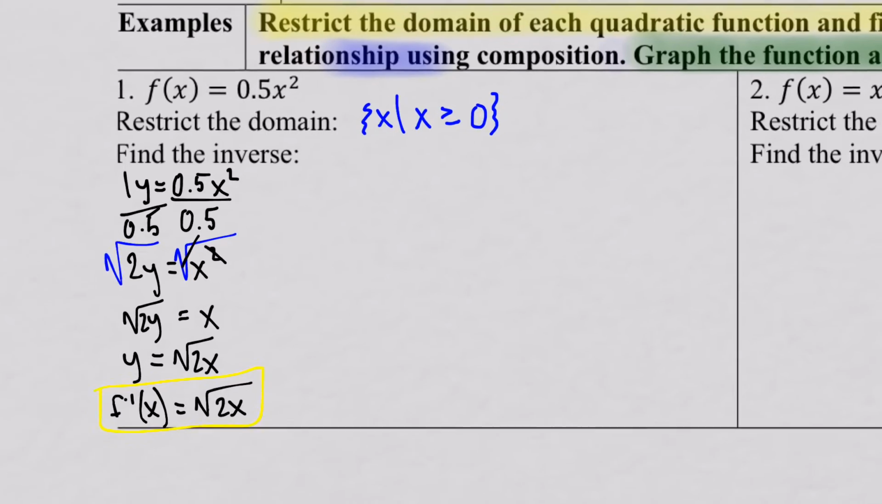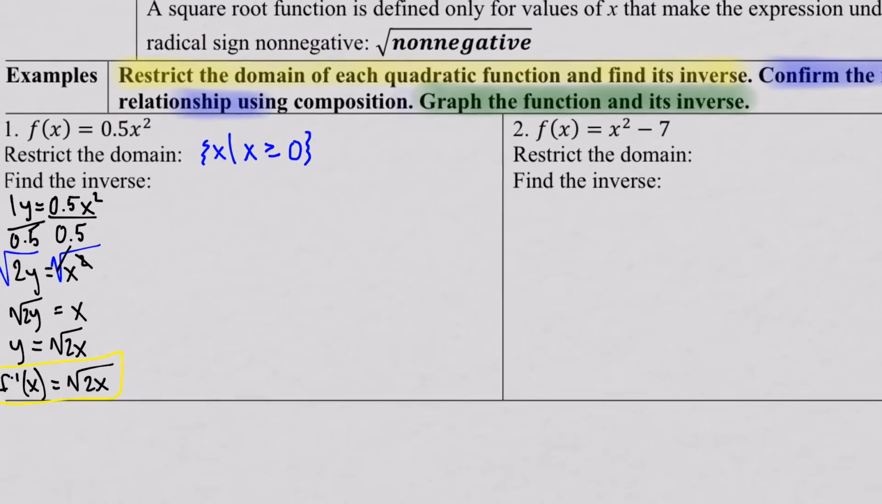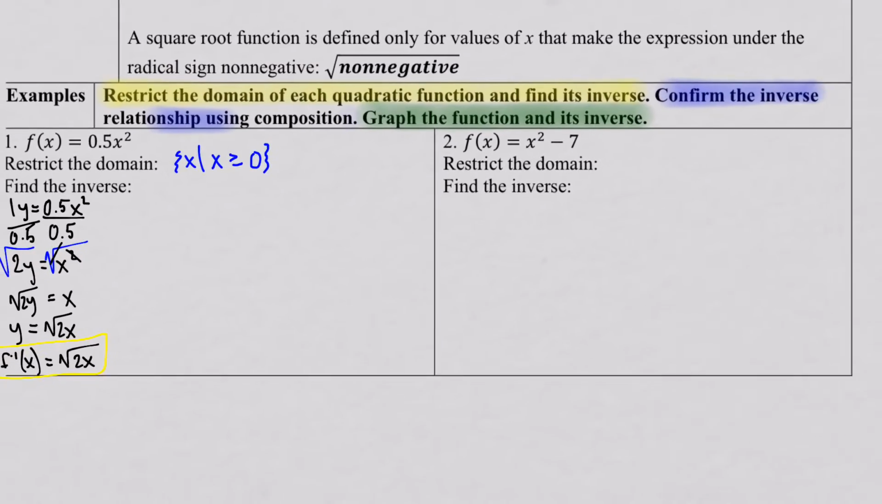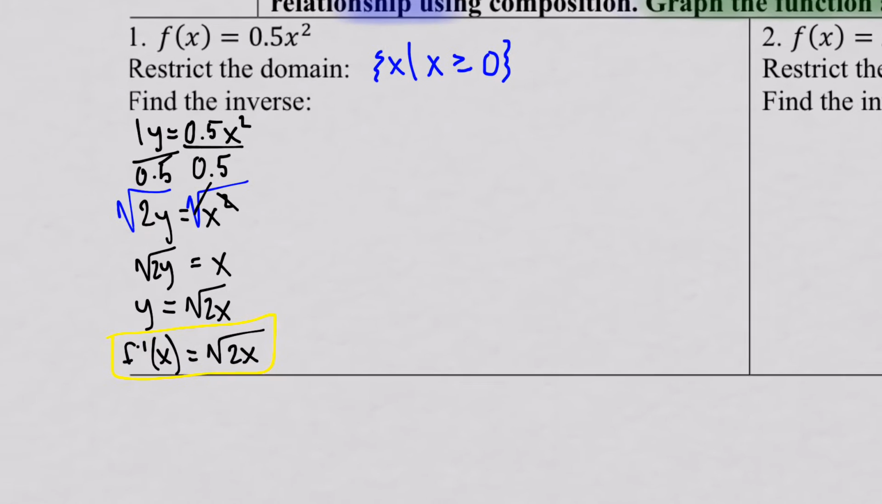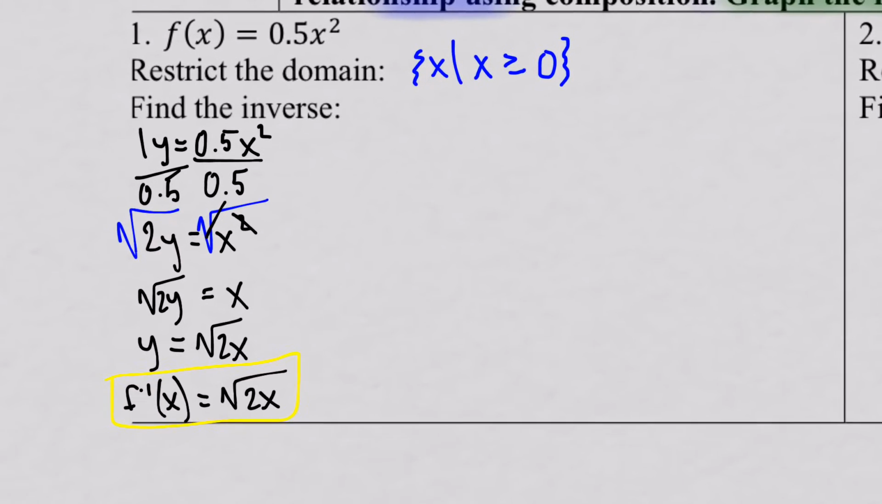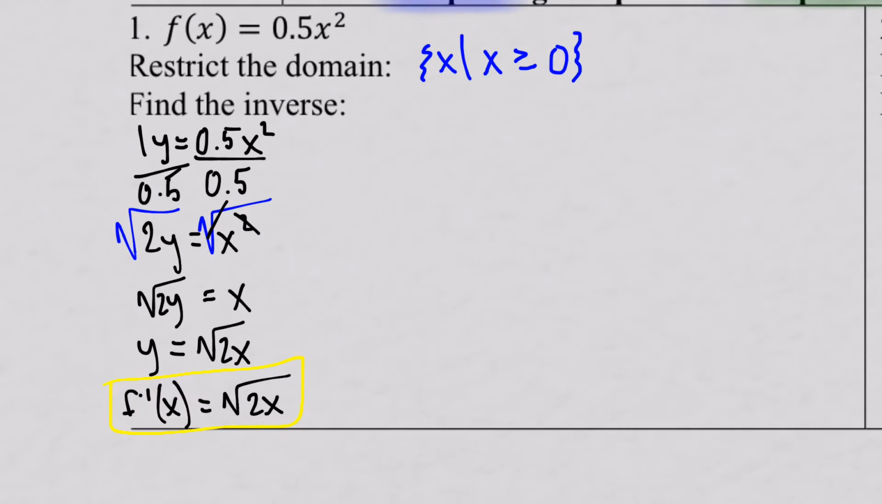The next step is to confirm that it's the inverse using composition. That's what it says right here. Confirm the inverse relationship using composition. So that's what we're going to do next. I want to do a composition to confirm that this actually is the inverse. So here we go. Composition means plug one function into the other one. So we're going to plug this one into this one or this one into this one. Either way, your solution should be x. It's all you should be left with.